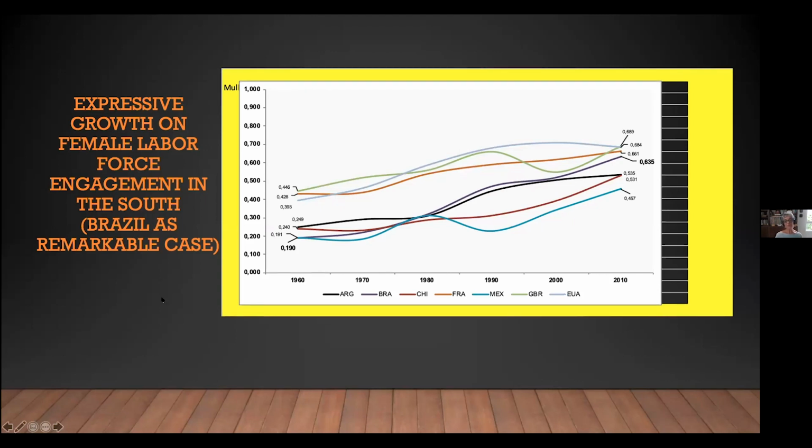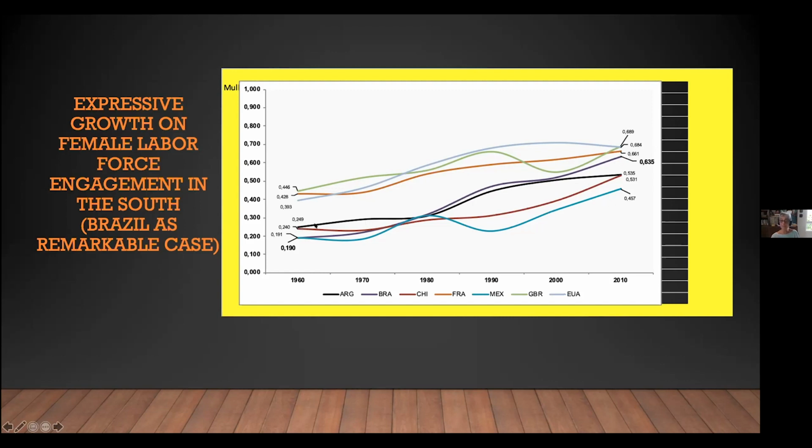So the first stylized fact is something we have been hearing and writing about for a long time: the impressive growth in female labor force engagement. In this figure, I try to capture it by comparing, on one side, some more developed countries, France, United Kingdom, and United States, with some less developed countries, Argentina, Brazil, Chile, and Mexico. What is interesting is that from the 1960s to 2010, in these census data, we have an impressive move that closed the gap in the intensity of female engagement in the labor market between less developed and more developed countries.